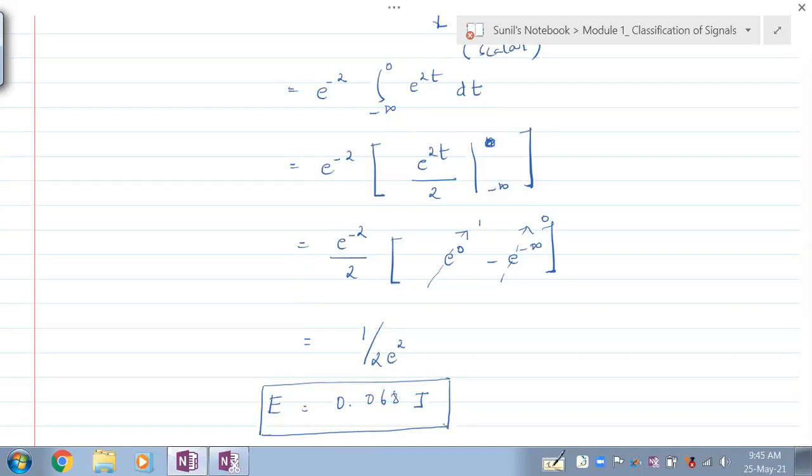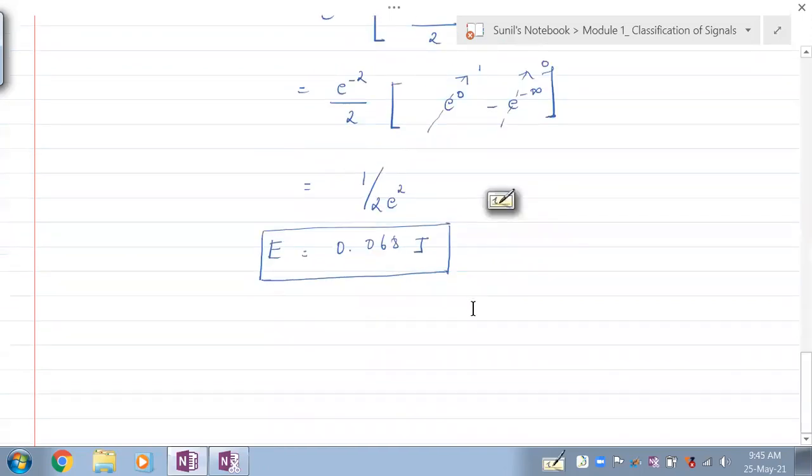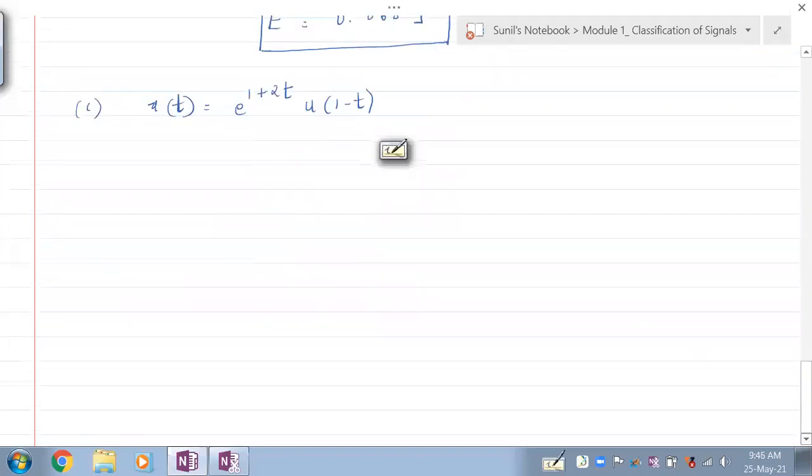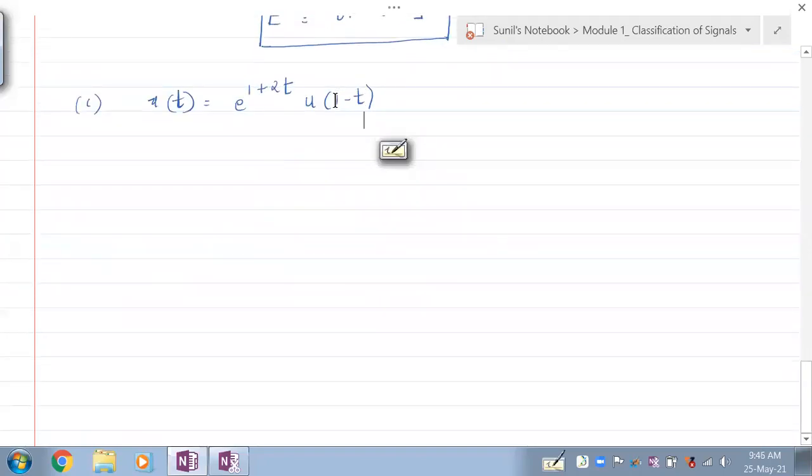Okay. So now let's take this. I think you can try this yourselves, everybody. Take down this problem. Problem number 3, where we are asked to find out the energy. It's x of t equal to e power 1 plus 2t u of 1 minus t. So this problem is challenging because you have u of 1 minus t. Understand that? Now do it yourselves.